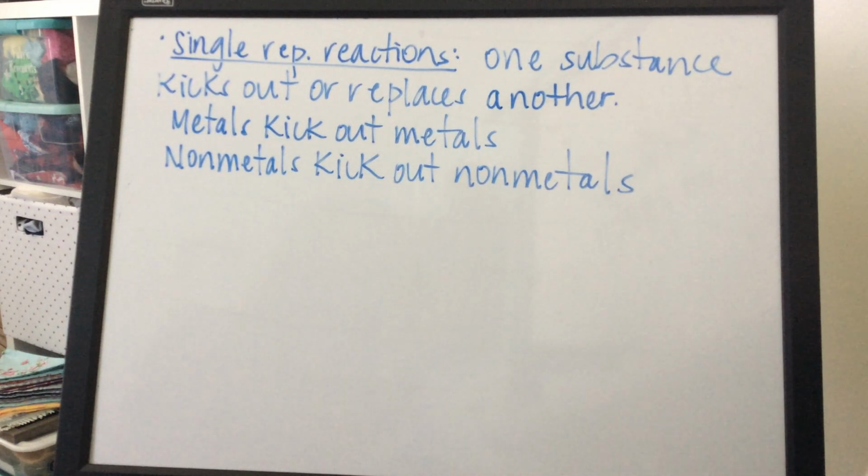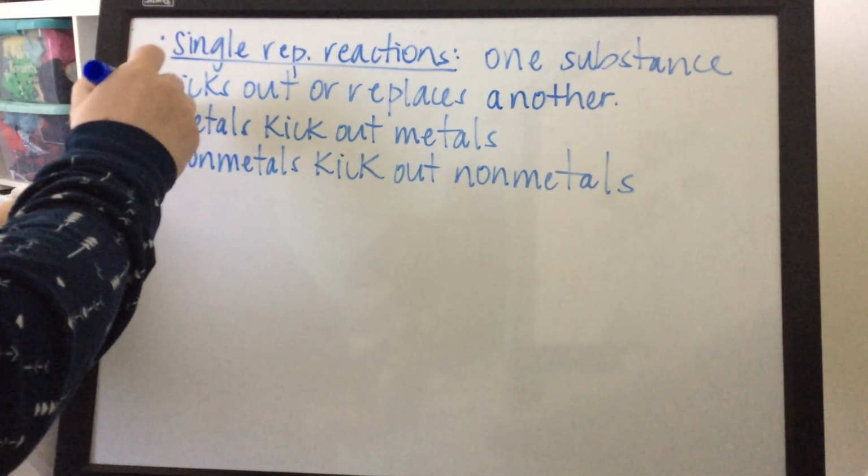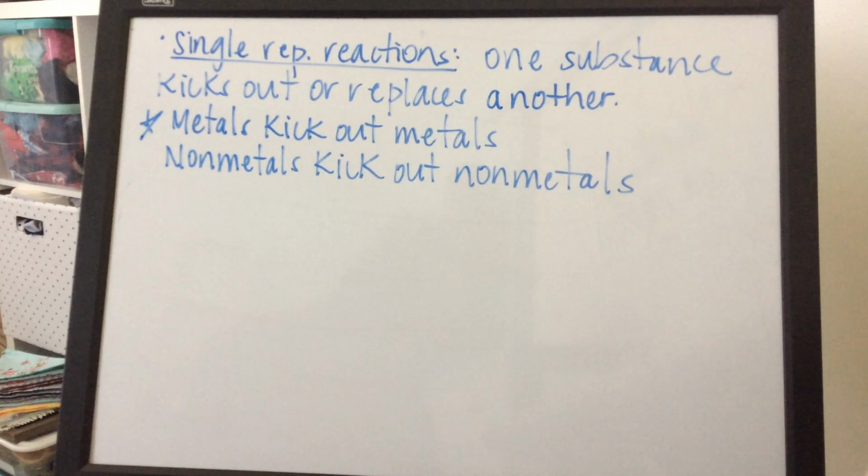Okay, so this idea of the activity series, it governs single replacement reactions. And so we've already learned about single replacement reactions. They occur when one substance kicks out or replaces another. And we've also learned, maybe not in huge detail, but this will be a huge piece of information today, so I'm going to put a little star next to it, that metals kick out other metals and nonmetals kick out other nonmetals. So we're going to see that in great detail in this lesson.